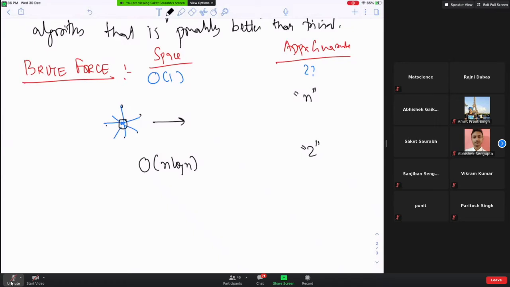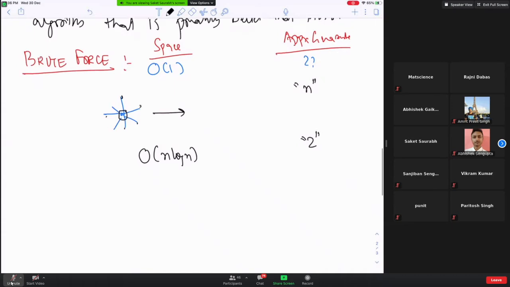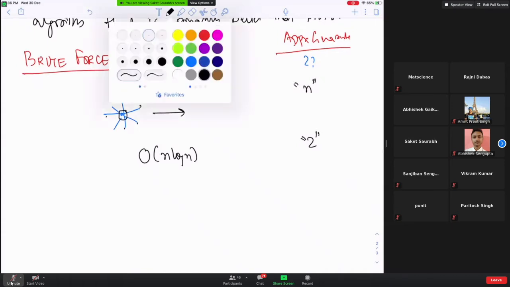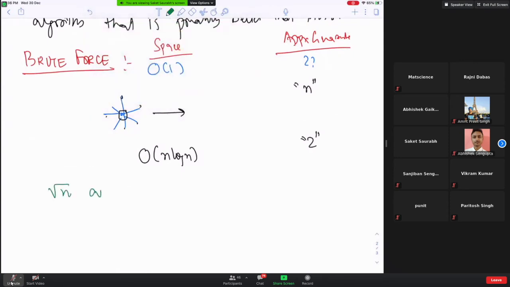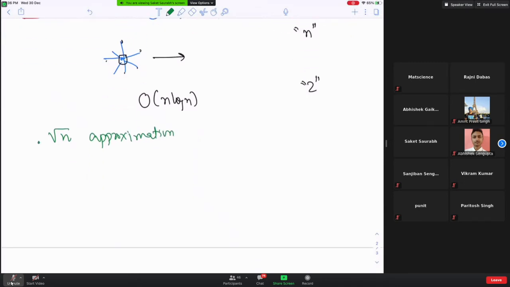Anybody? Okay, let's see. Suppose I ask you to give me, let's say, a square root n approximation. So for a square root n approximation, what can you say? Right? Suppose somehow we are able to say that, hey, I know for this graph that the minimum vertex cover is at least root n. Can you do something then?